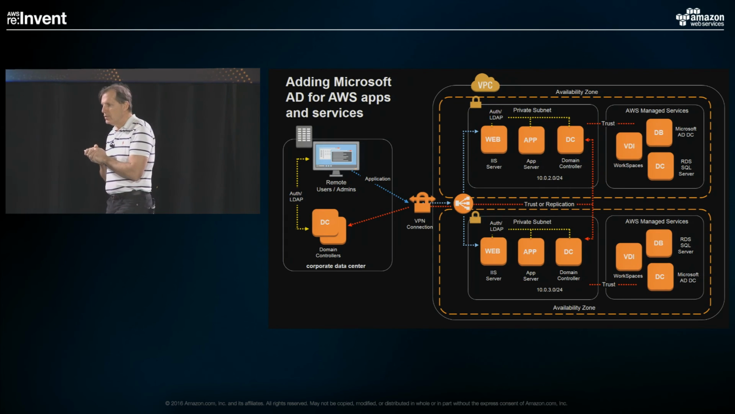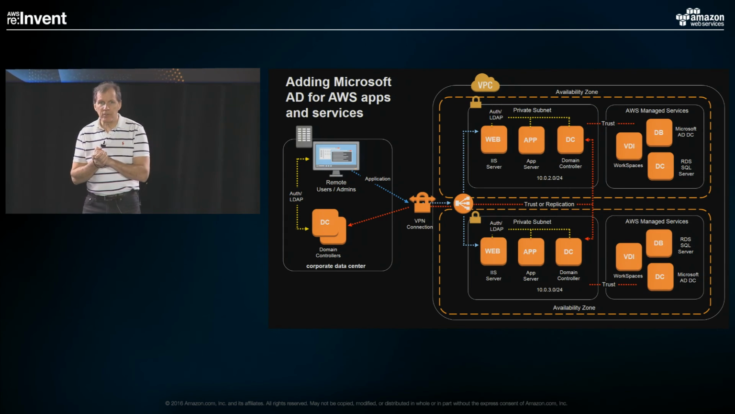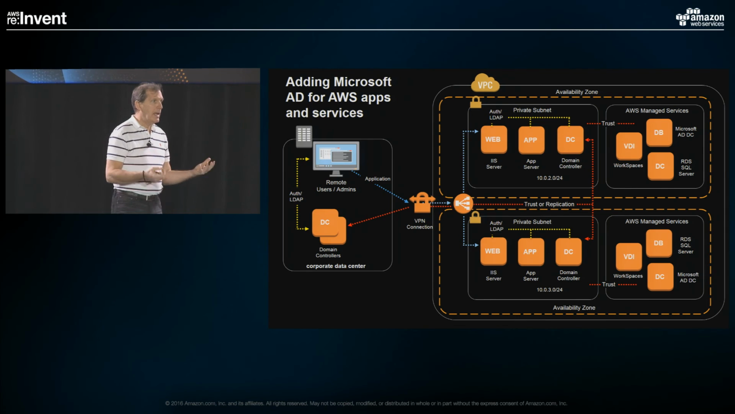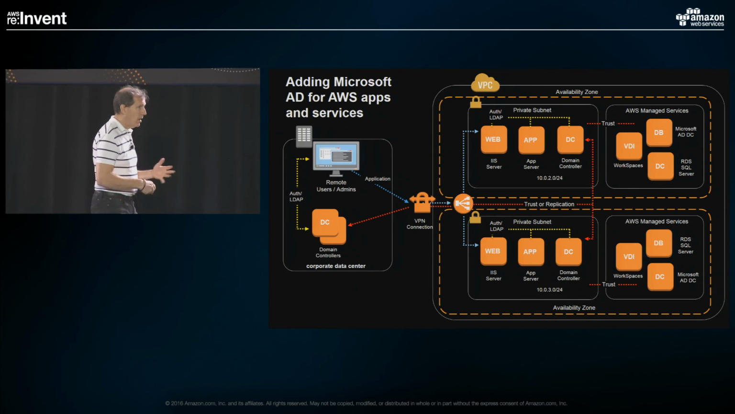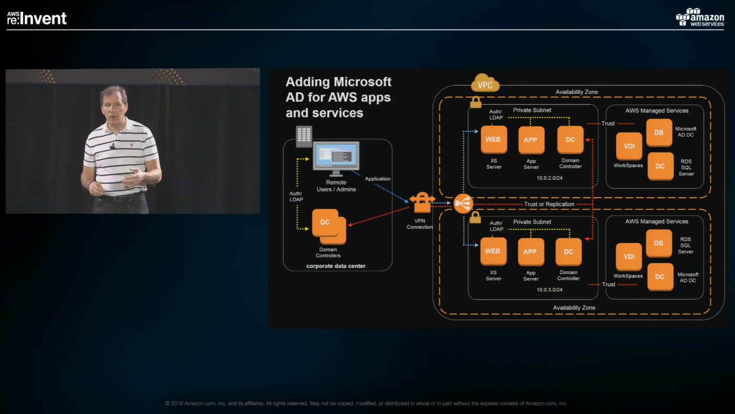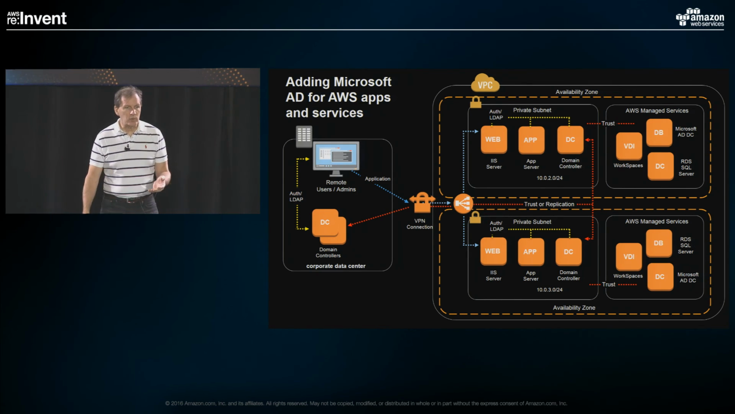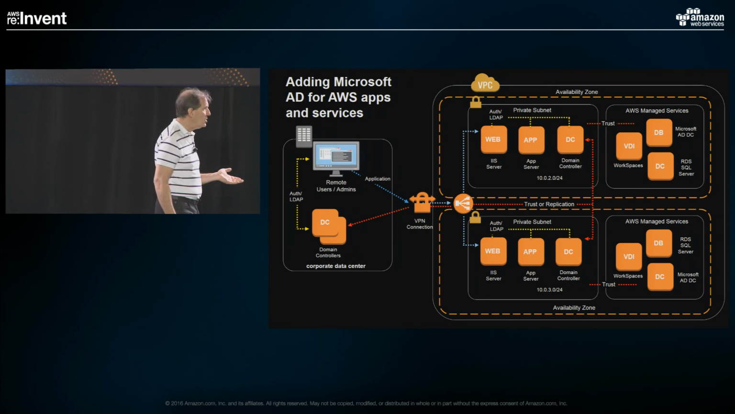All right. So you may run into situations where you say, well, gosh, I've got these applications that require AD running on EC2 instances in the cloud because I need these permissions and things, but I also want to use RDS SQL Server. I want to maybe use WorkSpaces as well. So this is the configuration that you would use for that.